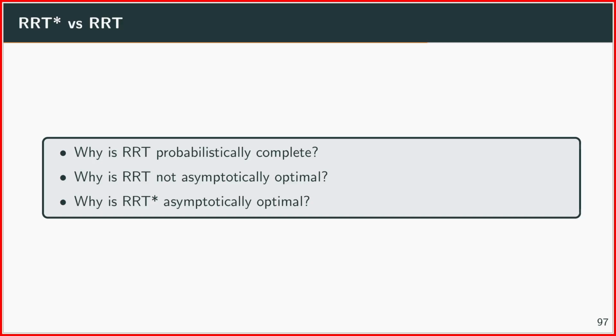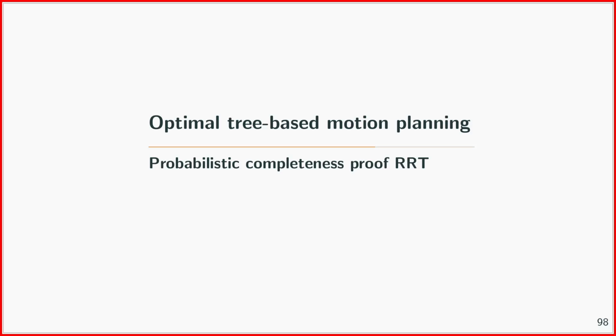Okay, and now I want to explore some questions and show you some ways of how you can show that those are actually optimal and complete. So first we will ask why RRT is actually probabilistically complete, which means that it will find a feasible solution if one exists. And then we will look at why RRT is not asymptotically optimal, and then why RRT star is actually asymptotically optimal. I think those are the next big questions we should ask.